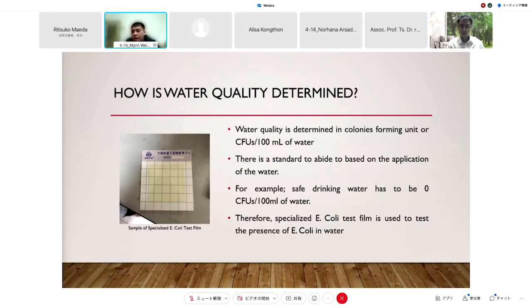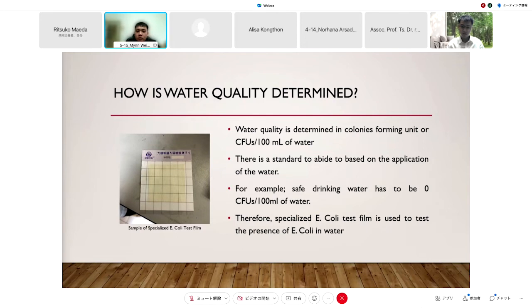Before we start understanding how the process is done, we first have to understand how water quality is determined. This is a common practice around the world. Water quality is determined by counting the colonies in a test piece. Usually the unit for it is colony forming units, or CFU, per 100 ml of water.